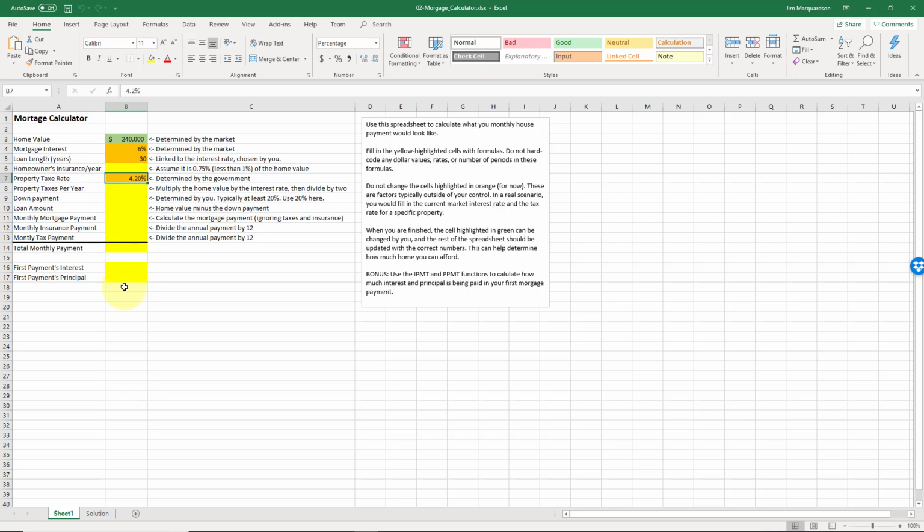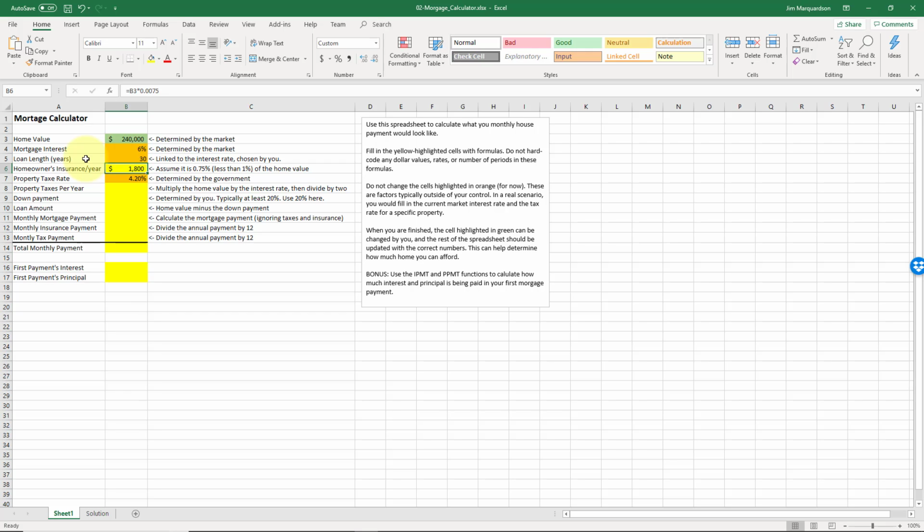Now, the rest of these cells we're going to fill in using formulas so that we can manipulate some of these variables. We're going to assume that the homeowner's insurance per year is 0.75% of the home value. So I'm going to say equals the home value times 0.01 would be 1%, so this is less than 1%, so it's going to be 0.0075. I'm going to pay about $1,800 per year for homeowners insurance.